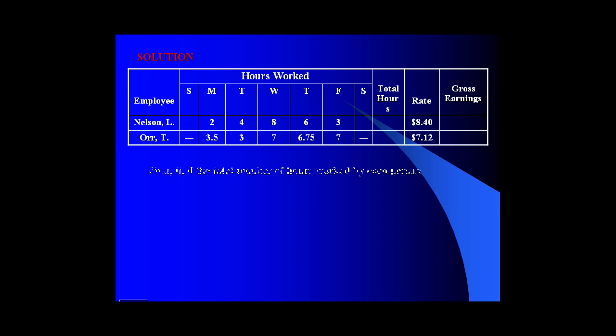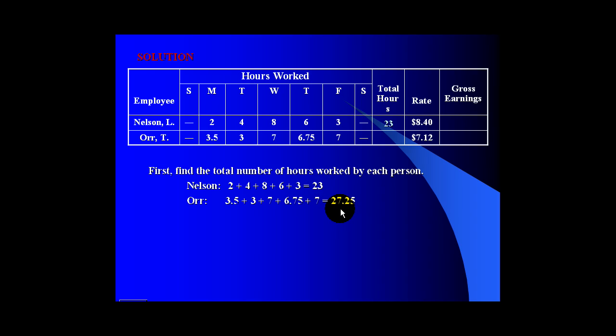So here's the solution. First, find the total number of hours worked by each person. For Nelson, his sum total of hours is 23. For Orr, his sum total is 27.25. And we also put that in the ledger. And just notice here that they have worked less than 40 hours a week, so there is no overtime rate.